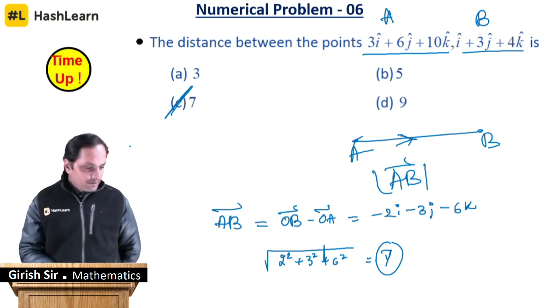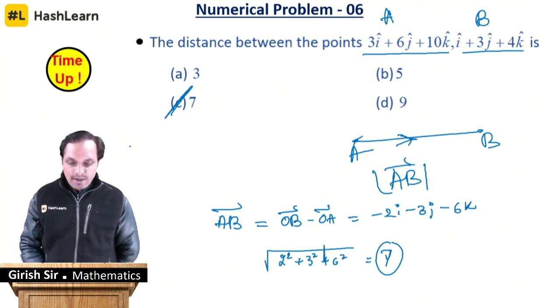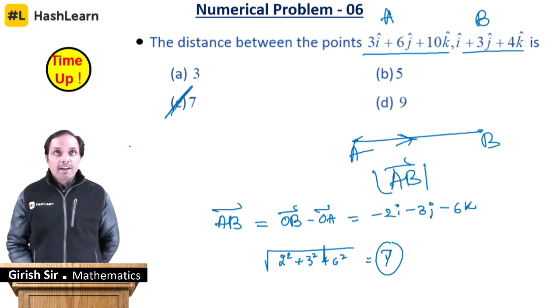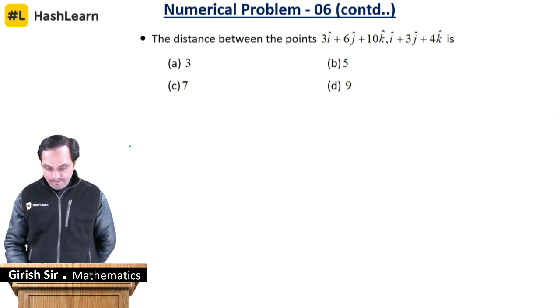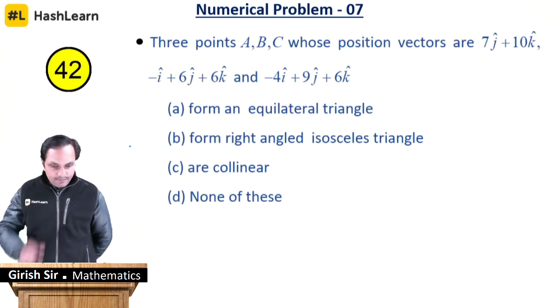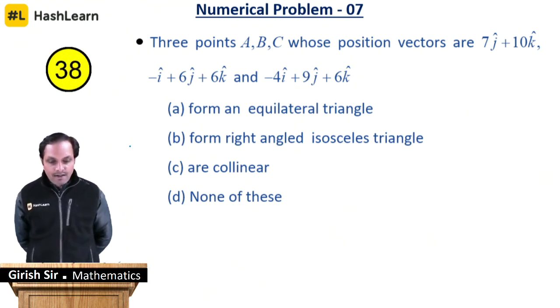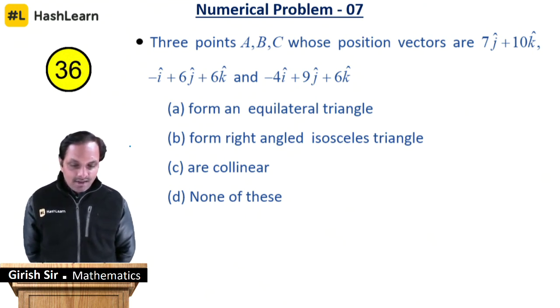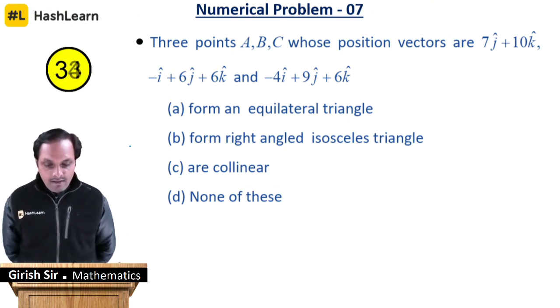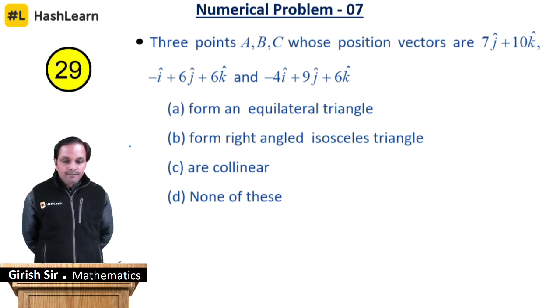Yes, very good. Both Himanshu and Peru gave the right choice. Absolutely right. Get ready for the next numerical, and here is the problem. You need to find, for the points which are given there, whether it is a right angled isosceles triangle or an equilateral triangle.